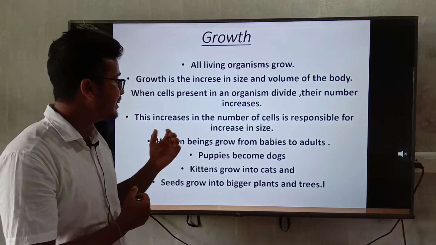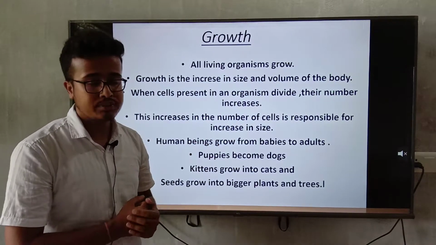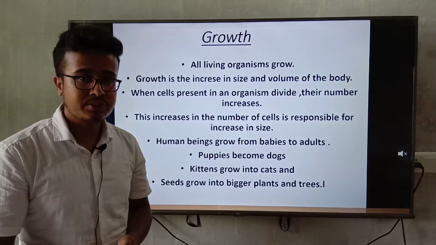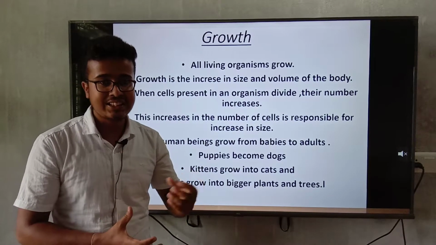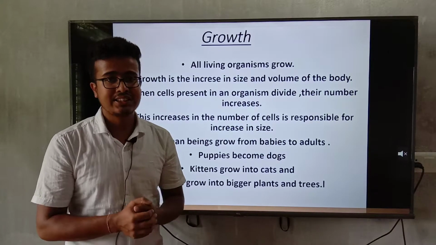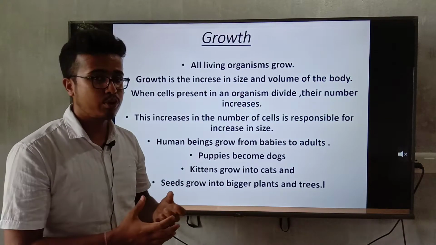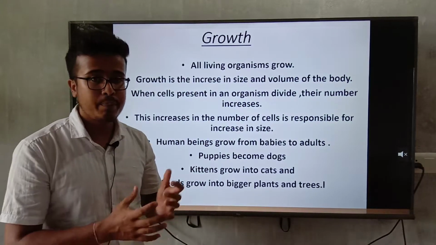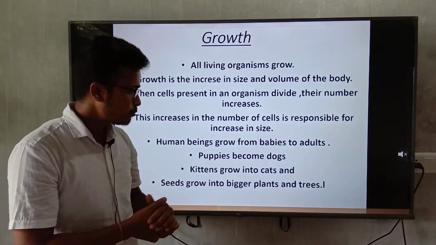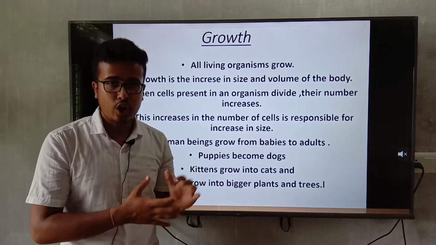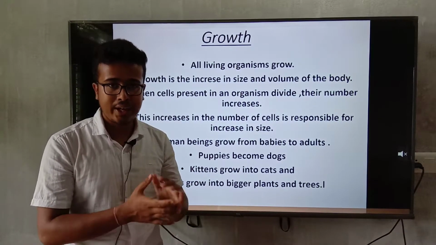This increase in the number of cells is responsible for the increase in size. If the number of cells increases, then the size of our body also increases. Human beings grow from babies to adults. As we know, as a baby we are so small, yes or no? After some years we are bigger compared to that baby. This is called growth, and growth happens when cells divide.